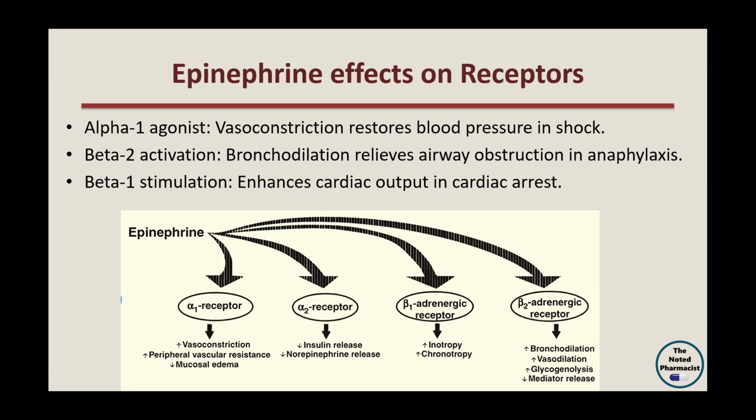Its primary actions include increasing heart rate, positive chronotropy, enhancing myocardial contractility, positive inotropy, bronchodilation, and glycogenolysis to supply energy. Epinephrine's effects are terminated by enzymatic degradation via catechol-O-methyltransferase, COMT, and monoamine oxidase, MAO, primarily in the liver and kidneys, with vanillomandelic acid, VMA, as a key urinary metabolite.